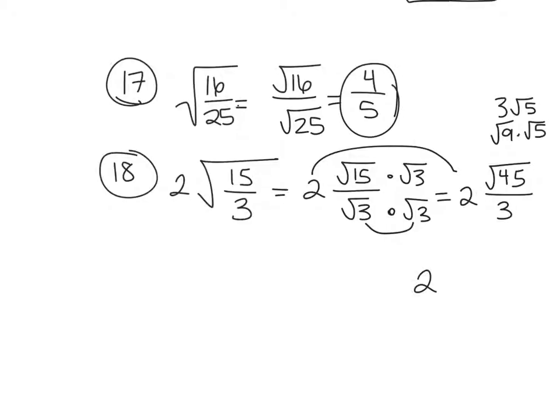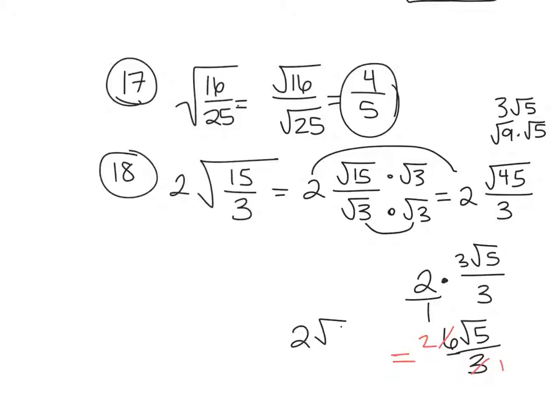So let's rewrite this. We have 2 times 3 radical 5 over 3. What you need to understand is that this 2 is over 1. So now we have 2 times 3, which is 6 radical 5 on top. 3 times 1 on the bottom is just 3. And then these can be simplified, 1 and 2. So your final answer would be 2 radical 5. All right, so that one's a little bit more difficult.